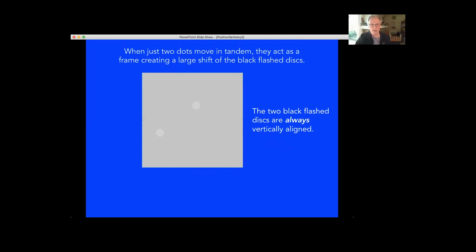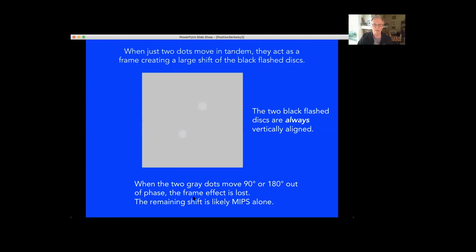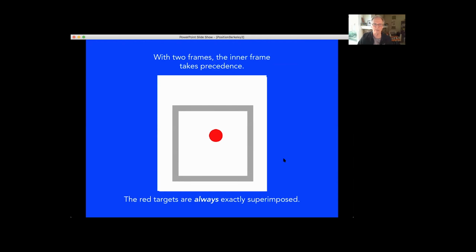There's a residual offset, one that we in fact measured in 2013, not knowing the huge difference between in-phase and out-of-phase dots. We think that residual effect is what the motion-induced position shift is. And we're not sure about that. But it may be one way to isolate the motion-induced shift from the frame shift.